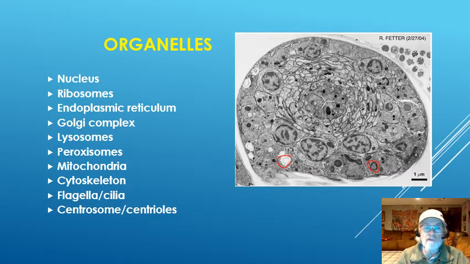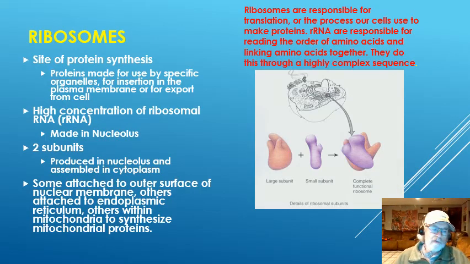We also have what are called flagella and cilia. Cilia are little small hair-like structures on the outside of a cell for a specific purpose, and flagella are like whip-like tails that allow things to move, like in spermatozoa. And then we'll mention just a little bit about the centrosome and centrioles, which we'll talk more about in cell division, particularly the centrioles, in an upcoming PowerPoint video. So let's start first with ribosomes.